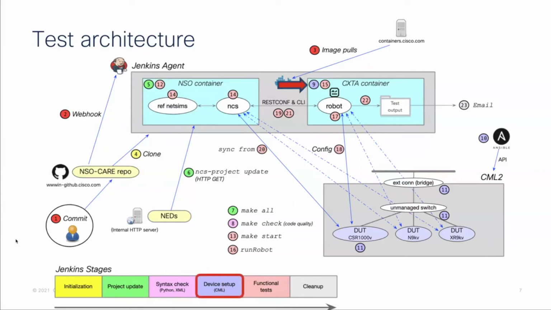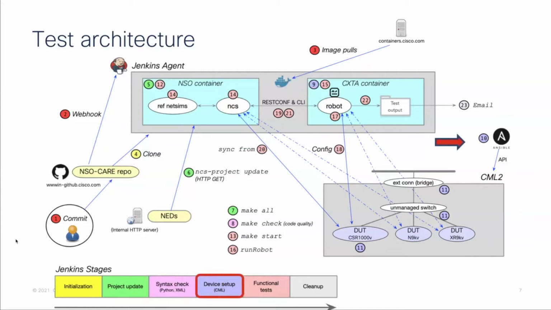All right, so far so good. Now we're entering the setup for the functional test. This is kind of the meat of it. This stage first launches an instance of the CXTA container. And here we're really just using that container to provide access to Ansible.